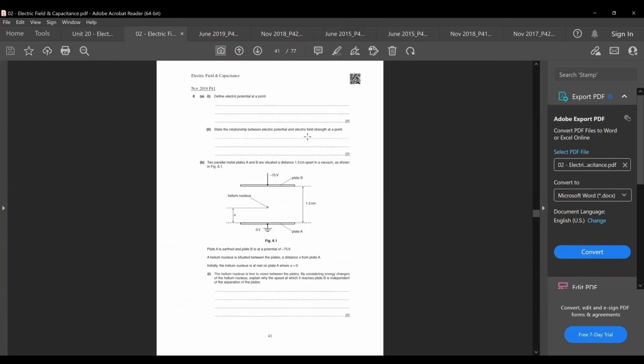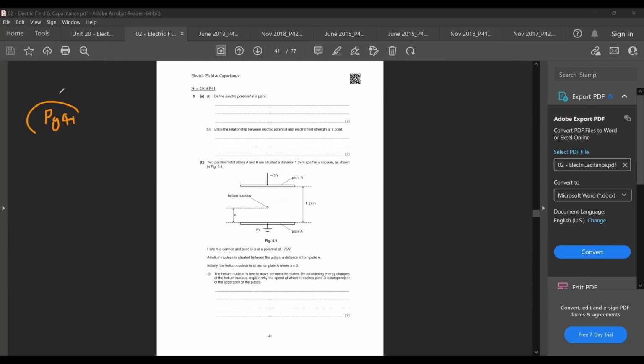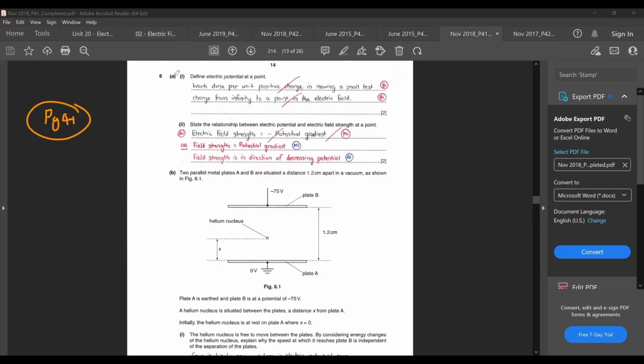Okay, I will look at page 41. This one will be November 2018 P41. Okay, so November 2018 P41 should be this one. All right, so again, we have that same repeated question, define electric potential, so I'll skip this.